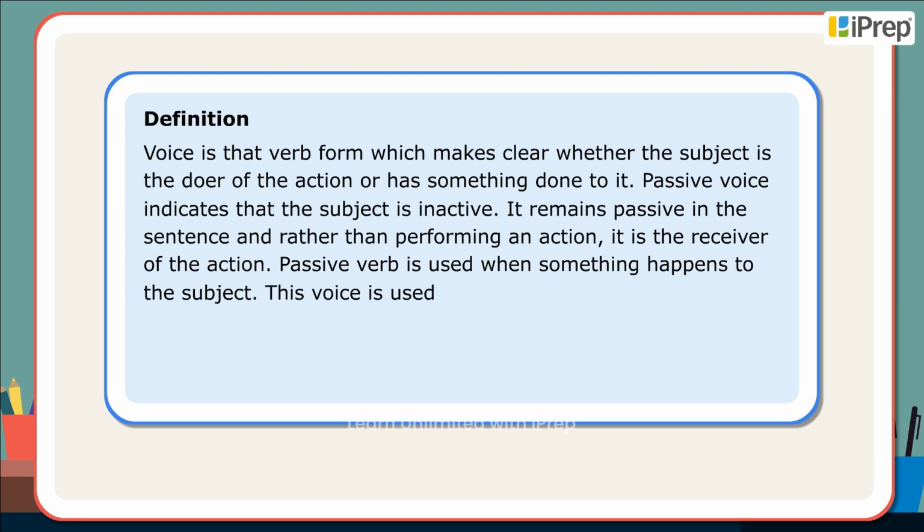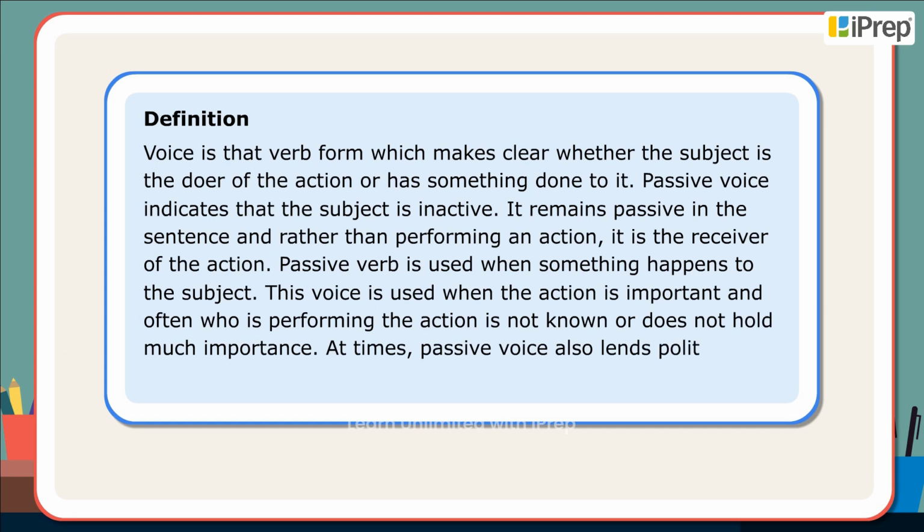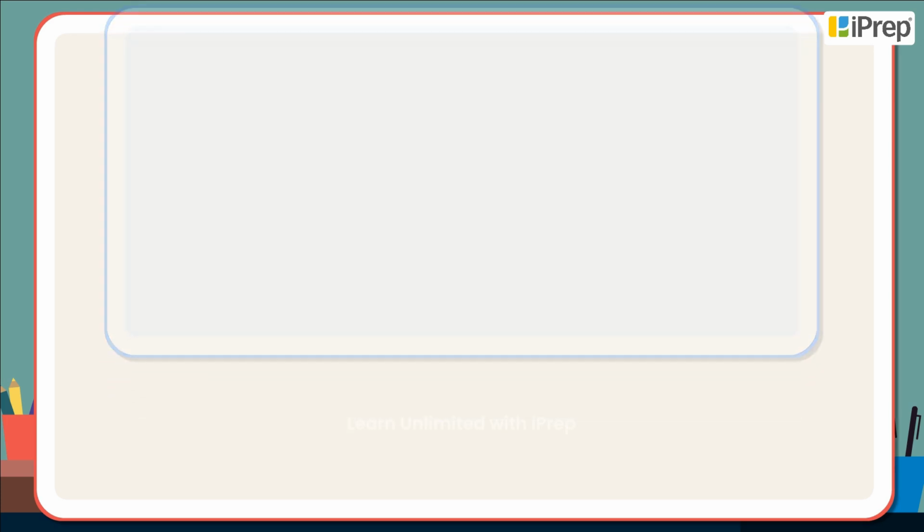This voice is used when the action is important and often who is performing the action is not known or does not hold much importance. At times, passive voice also lends politeness to a statement. Let us look at a few sentences.